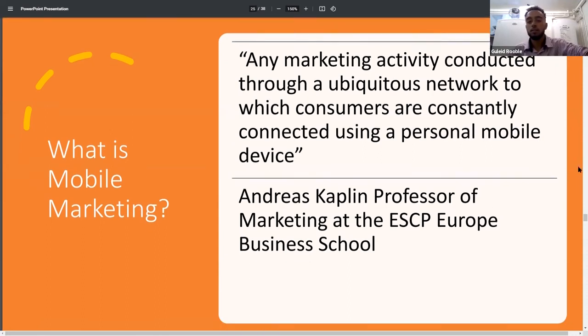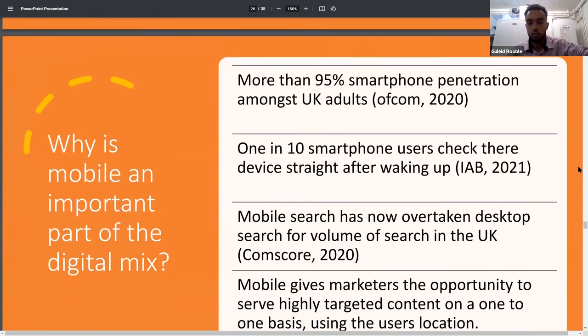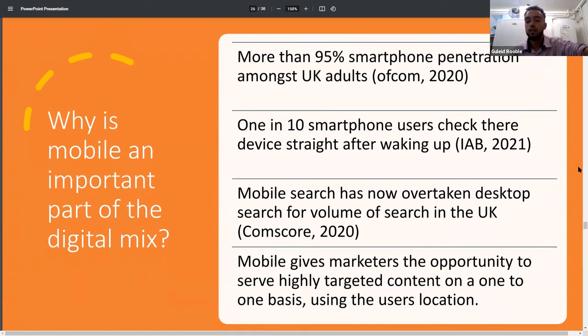So why is mobile marketing an important part of the digital mix? So more than 75% of smartphones penetrate amongst UK adults, and that's by Ofcom. And they've identified that 95% of smartphone users are adults. You certainly want to find areas where adults tend to be ones that you would like to convert into customers, paying customers.